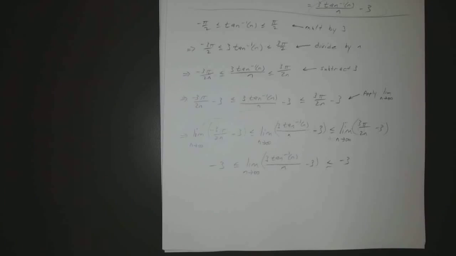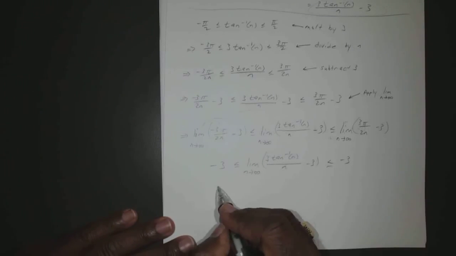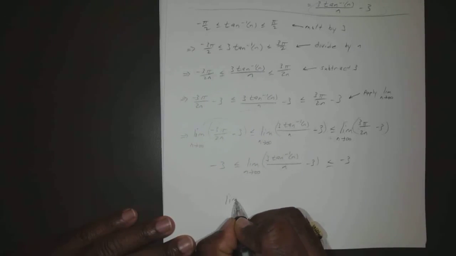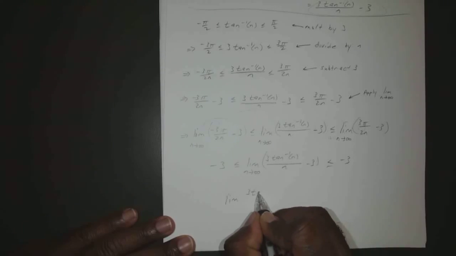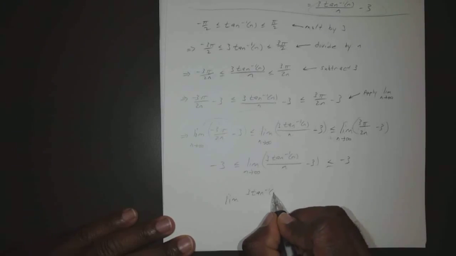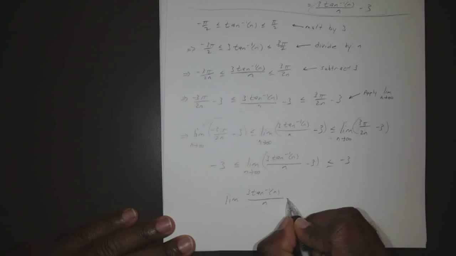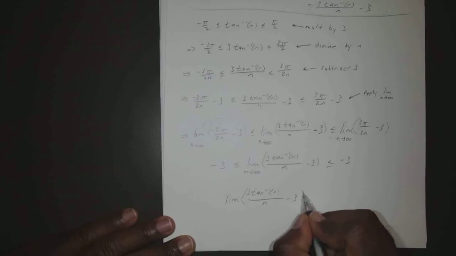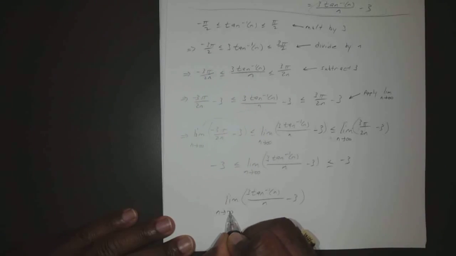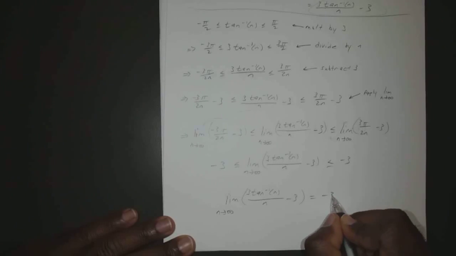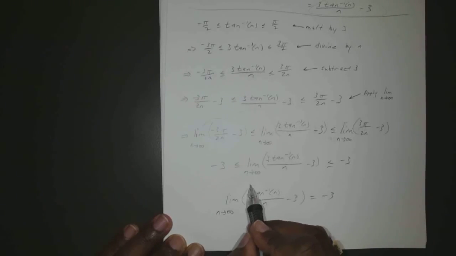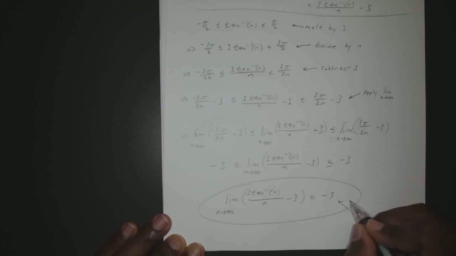Okay. So by the squeeze theorem, we can say that the limit of 3 tangent inverse of n divided by n minus 3 as n approaches infinity equals negative 3. So we know it converges.